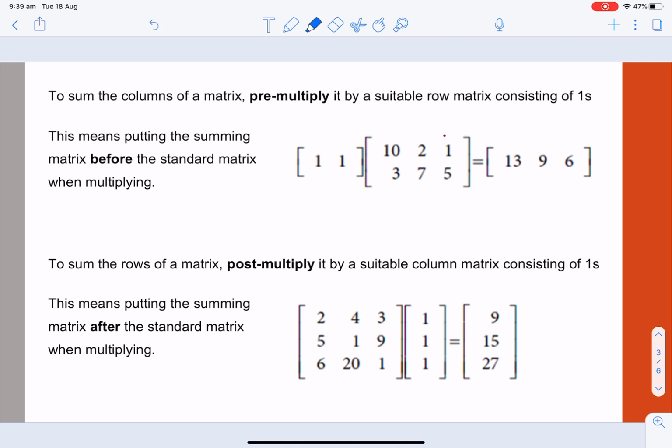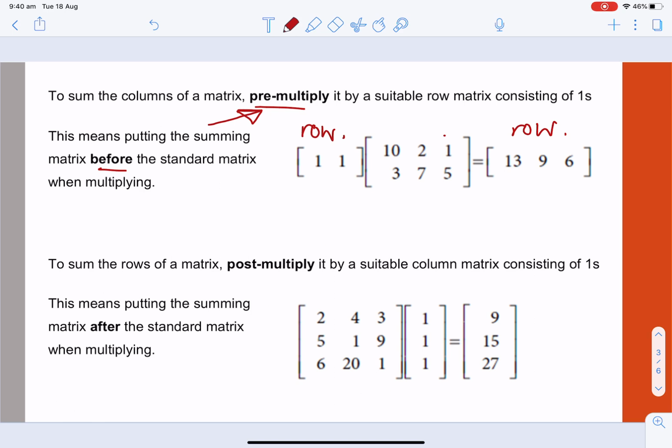So a bit of an explanation. To sum the columns of a matrix, pre-multiply it by a suitable row matrix consisting of ones. Now, what does pre-multiply mean? Pre-multiply means before. So if you want to add the columns, you have to use a row matrix, and you have to put the row matrix at the start. And again, you end up with a row matrix. And it has to go before the standard matrix.